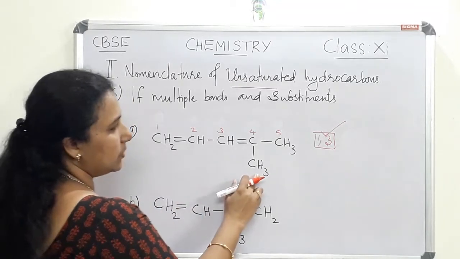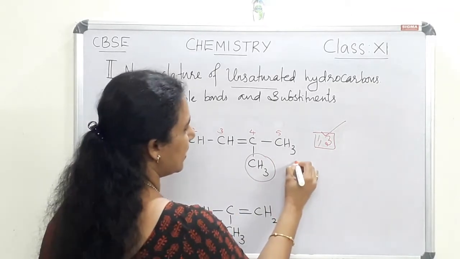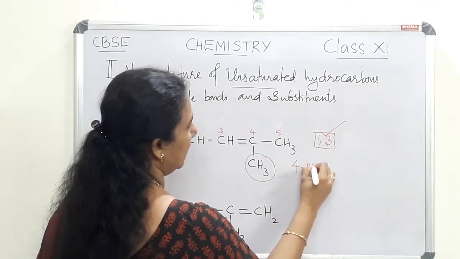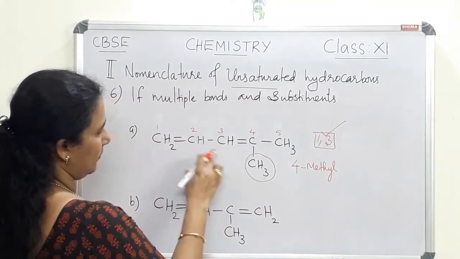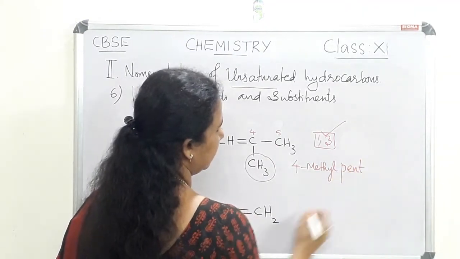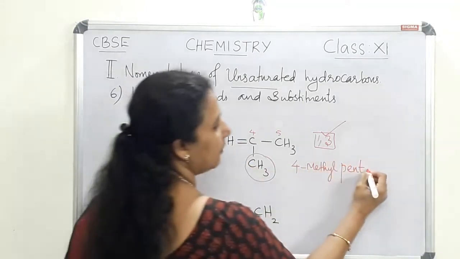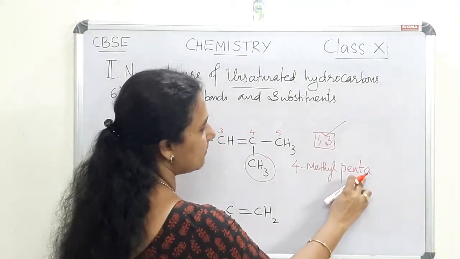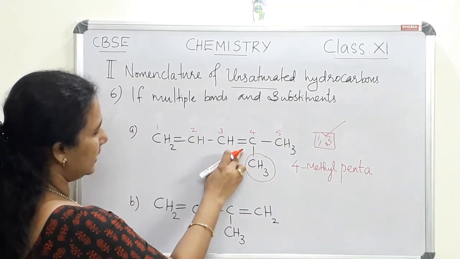Here there is a substituent, so that is a prefix. So we have to write that prefix first, and that is 4-methyl, that is the prefix. Then comes the word root, that is pent. Since it is a diene, two double bonds are there, we have to add A to the word root. So it is penta. Then comes the positions of double bonds, that is 1 and 3.